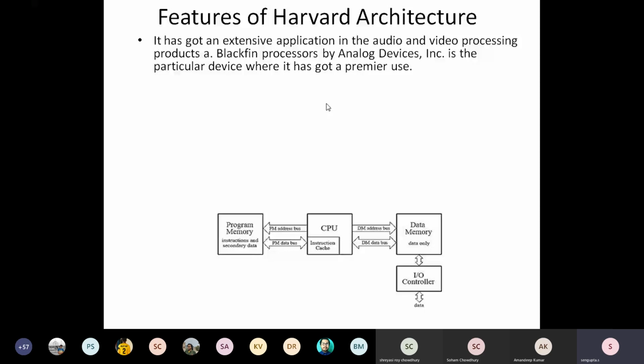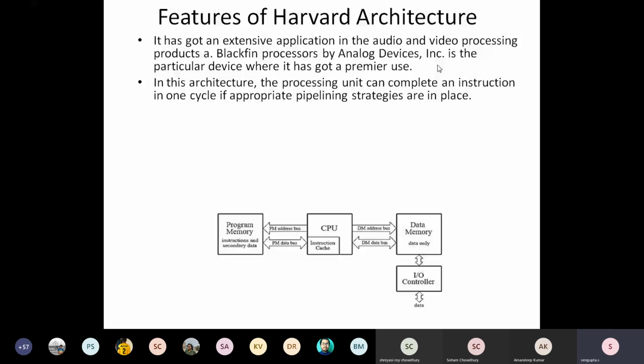We'll talk about pipelining, which I think is explained in the book to some extent. Effectively, the instruction sets are executed very fast because of pipelining: while one instruction is being fetched, the other is being executed during the same time. Similarly, we can access data memory as well as program memory simultaneously, so that also makes it faster. It can complete an instruction in one cycle if the appropriate pipelining strategies are in place.